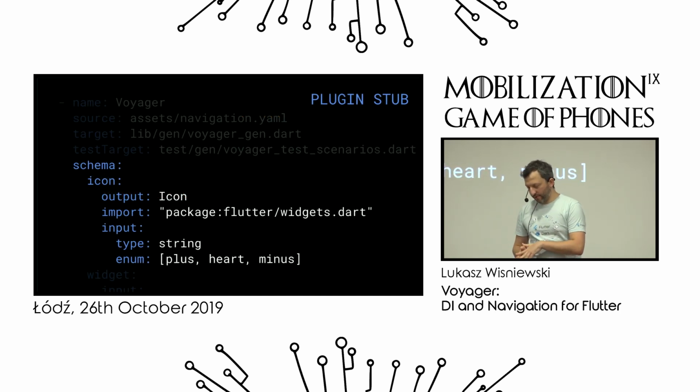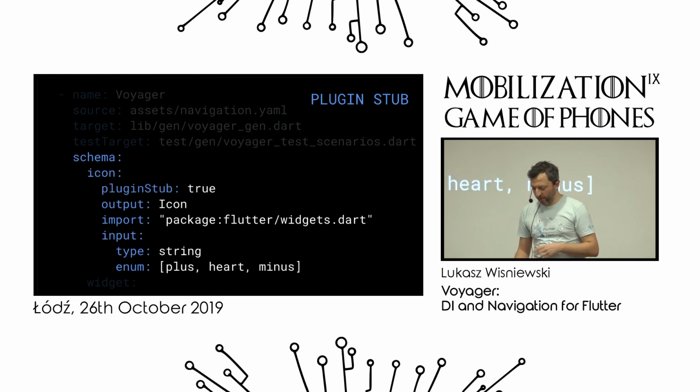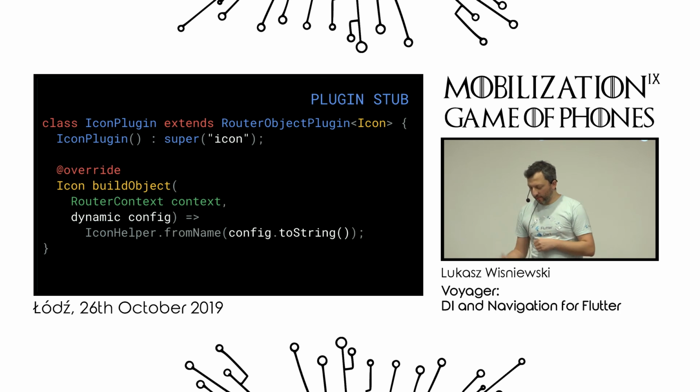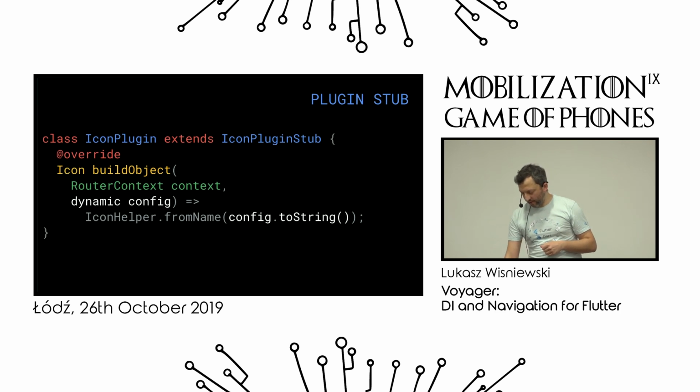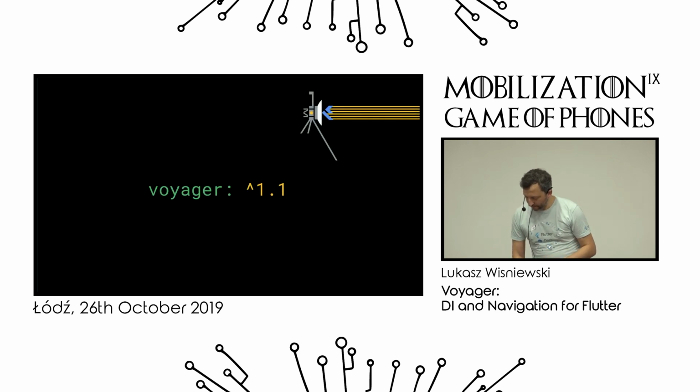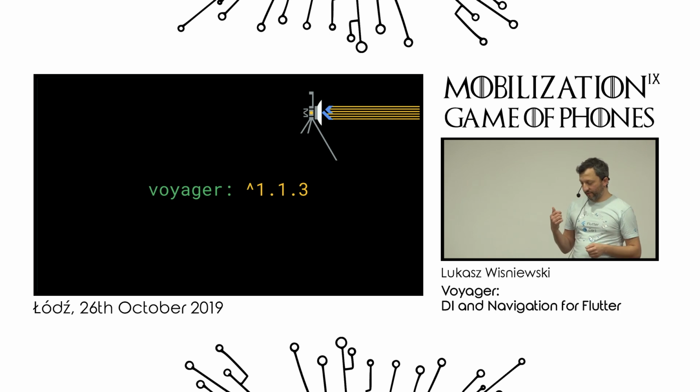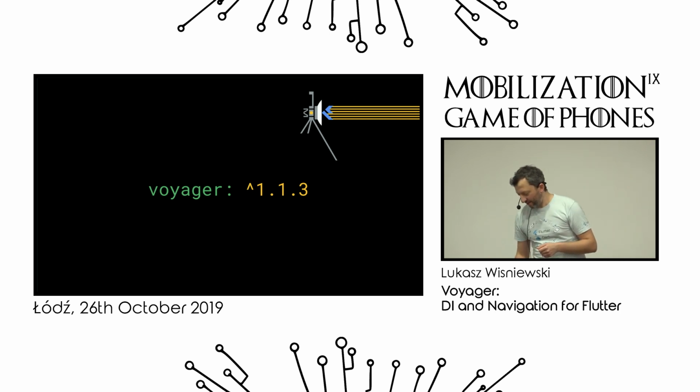The last part of Cogeneration is plugin stub. It's a little tiny thing, but it helps you reduce two lines of code in your plugin implementation. So in our icon plugin, this would mean we can change this to plugin stub and get rid of this part. If you liked what you've seen so far, the package is available at pub.dev.